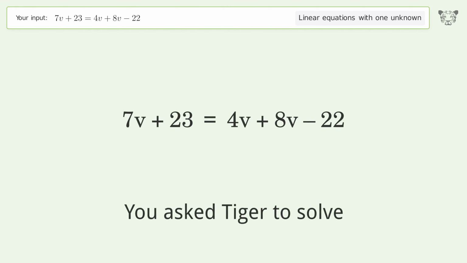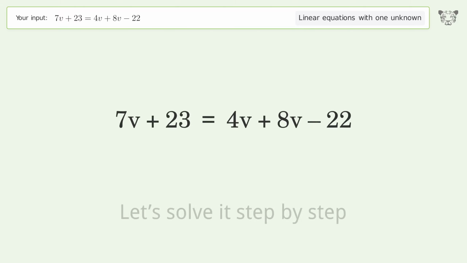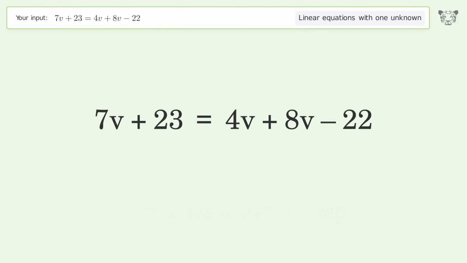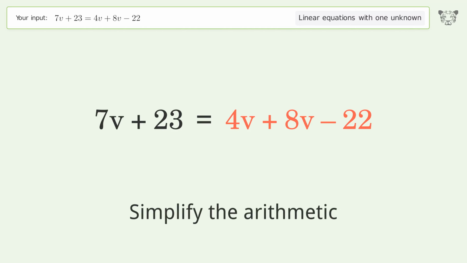You ask Tiger to solve. This deals with linear equations with one unknown. The final result is v equals 9. Let's solve it step by step. Simplify the expression. Simplify the arithmetic.